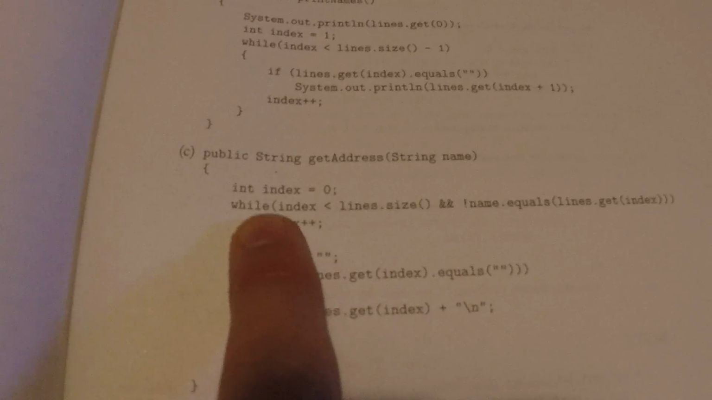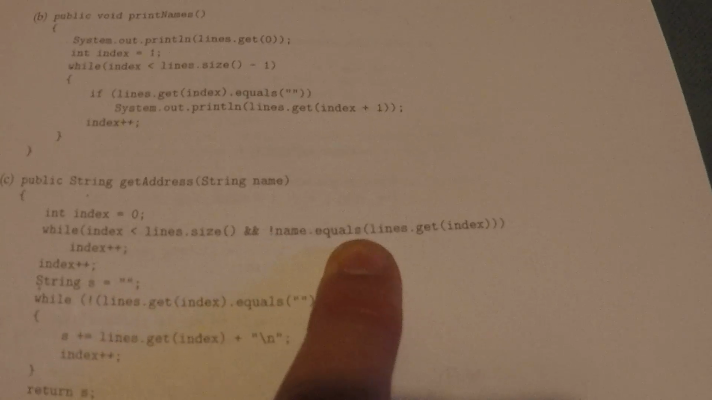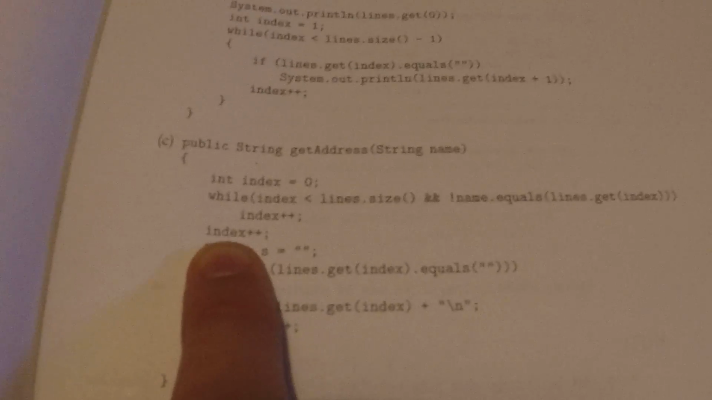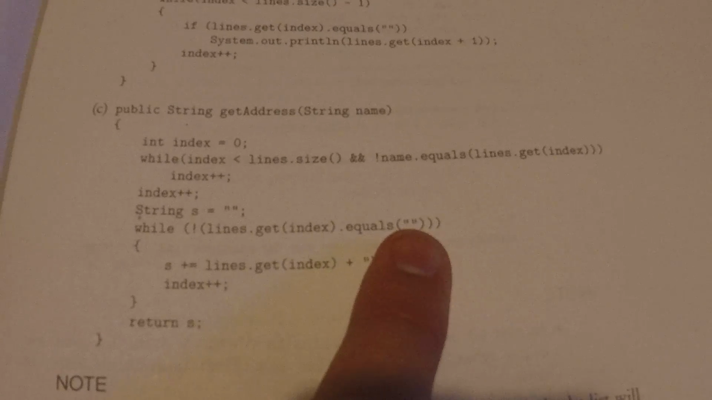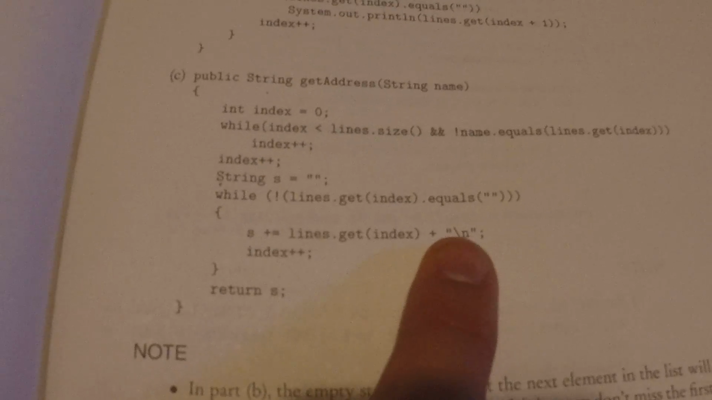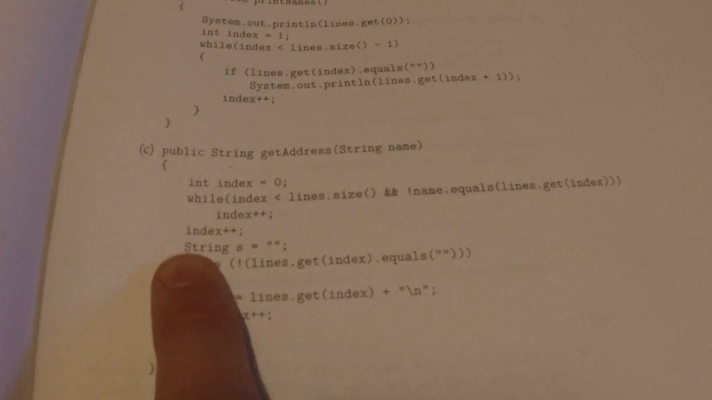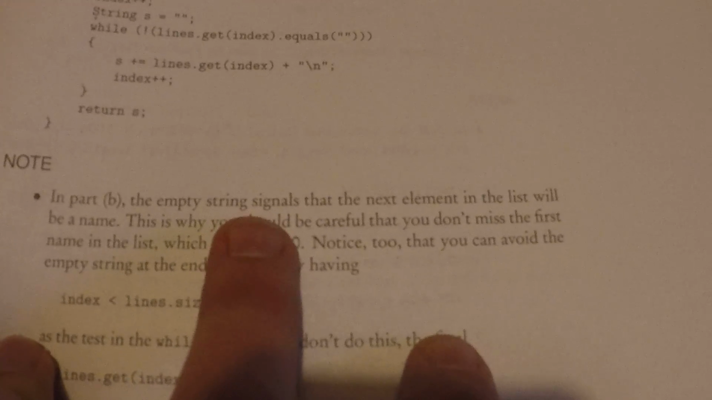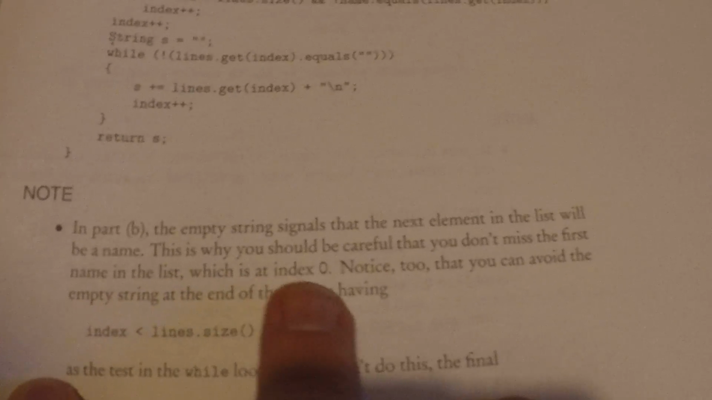All right, getAddress, create an index. Well, while your index is less than your line size and your name does not equal the index, update your index. Create an empty string while your lines.get(index) does not equal the empty string, add it with a new line, update, and then return what you've created. All right, we made a string, initialized it empty, and returned it. All right, note in part B, the empty string signals the next element of the list will be a name. This is why you should be careful you don't miss the first one, which is index 0.